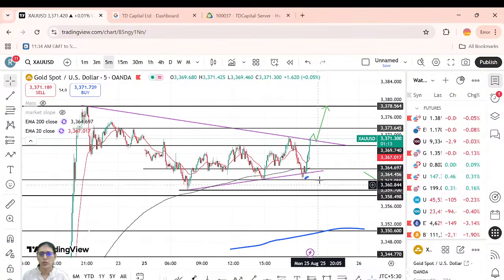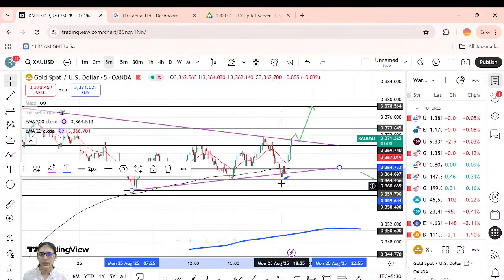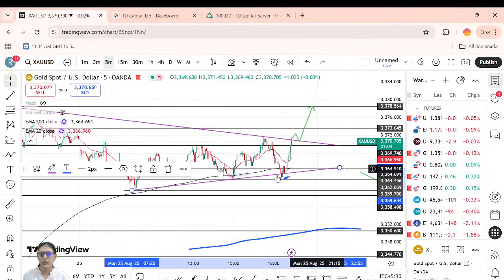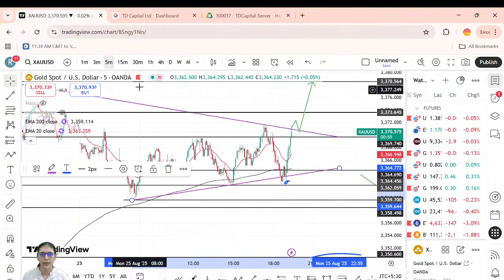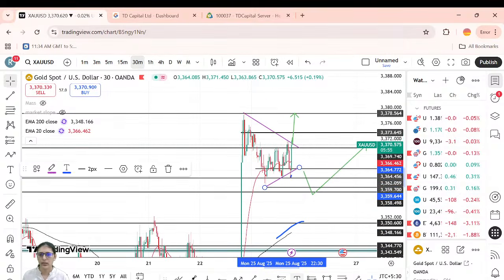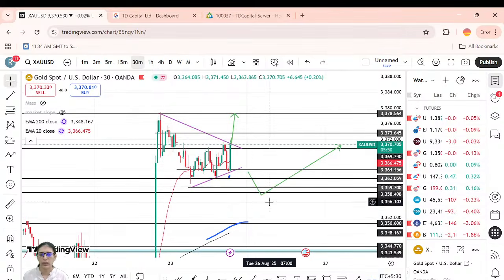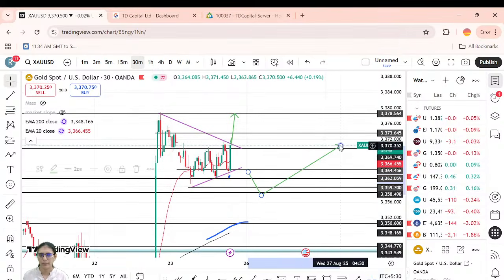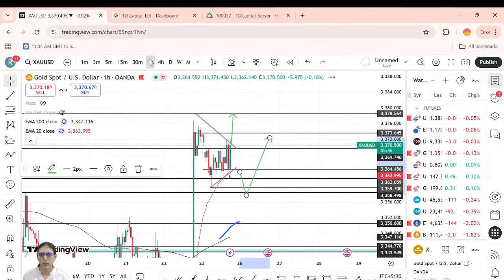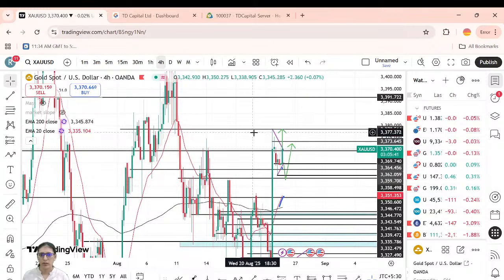And if it decides to come down, in that case, wait for a proper breakdown of this trend line. All right. Yes, and we are expecting a bullish move from this area as well. This is a good area, and there is a high chance of the market rising from this area.